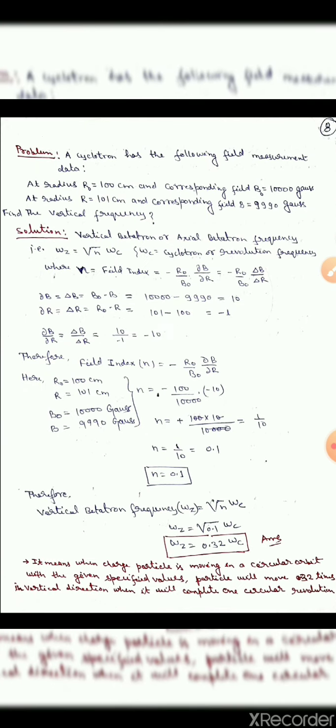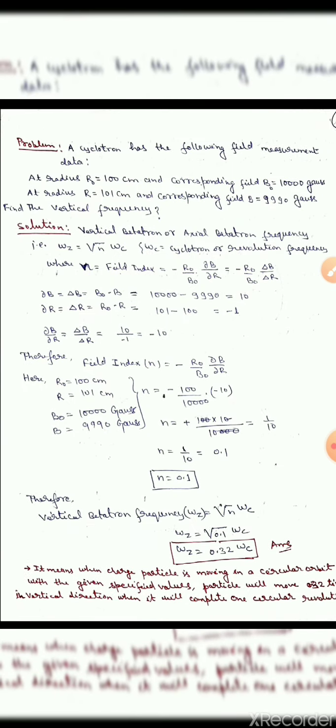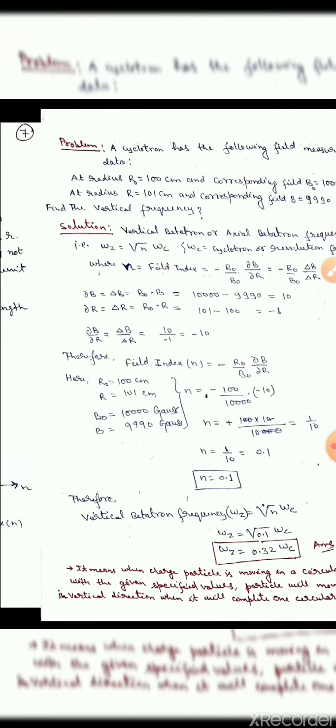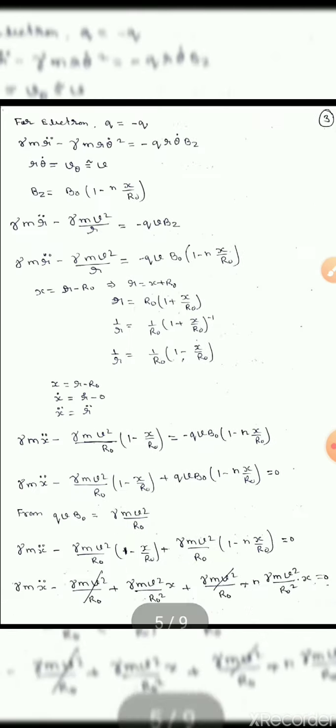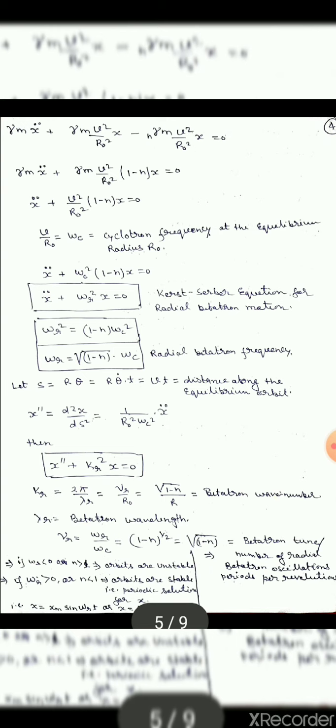Similarly, you can solve several other problems. Let us say I have asked for the vertical betatron frequency or axial betatron frequency. Similarly, a problem can be designed for the radial betatron frequency, or horizontal betatron frequency. In that case, where we defined omega z, here we define omega r. Omega r is equal to the square root of 1 minus n into omega c.